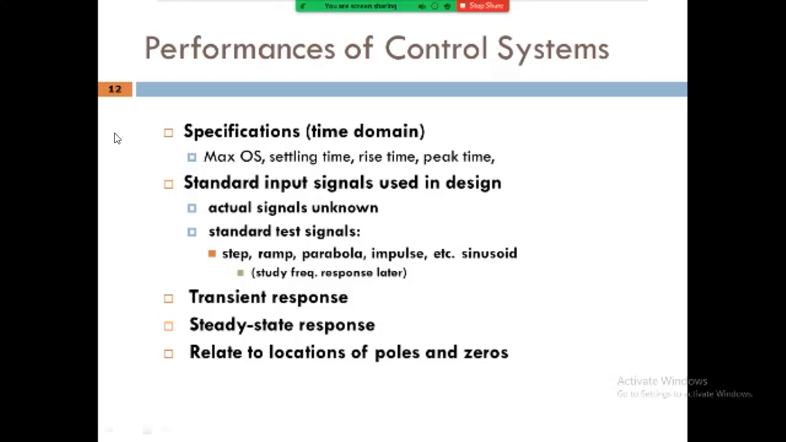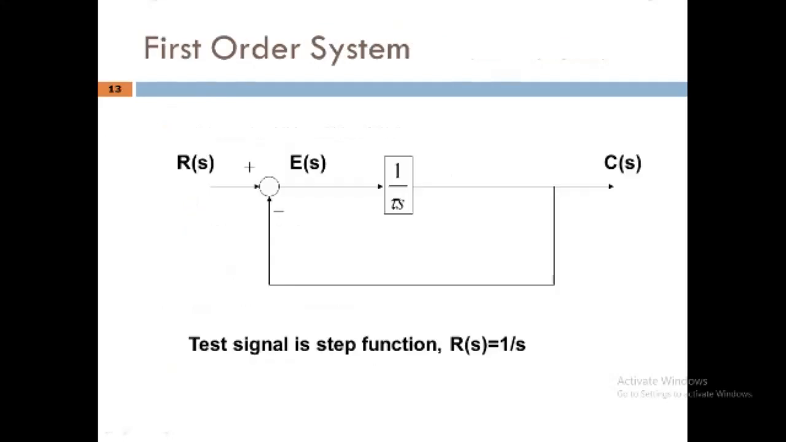There are some standard input signals basically used in this design, that is the actual signal, and it is unknown. Whenever we are providing a linear value to the system, that is transient analysis, whenever we are going to find these values, they are unknown at the initial states. So transient response and steady state response can be calculated by taking the graph of input of the system to the output of the system.